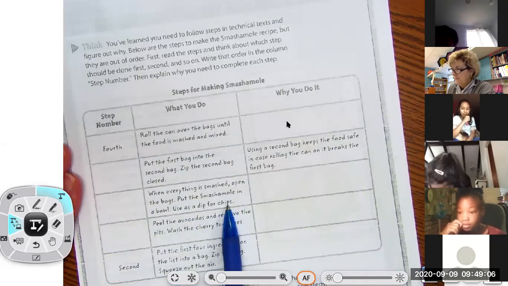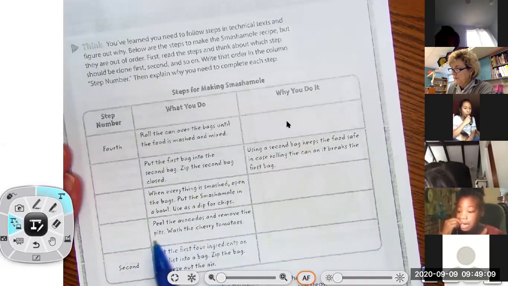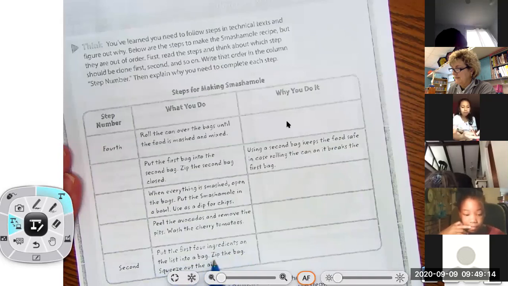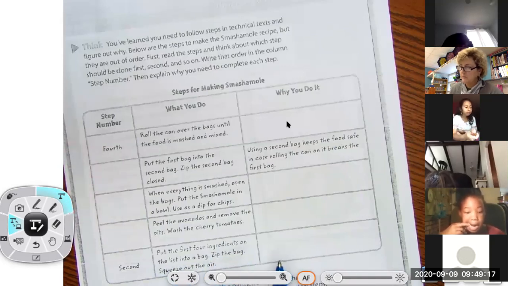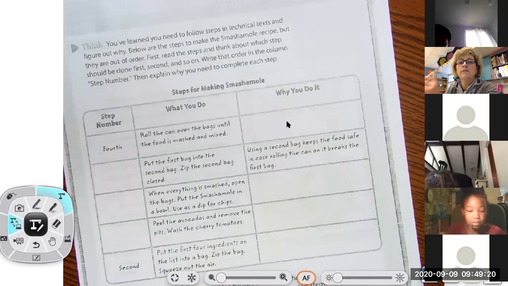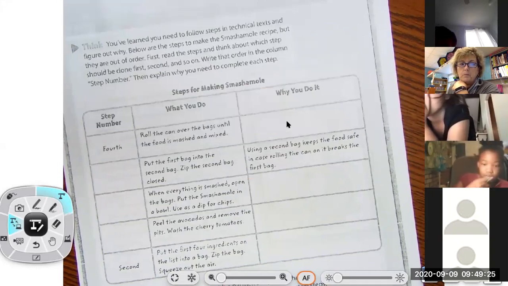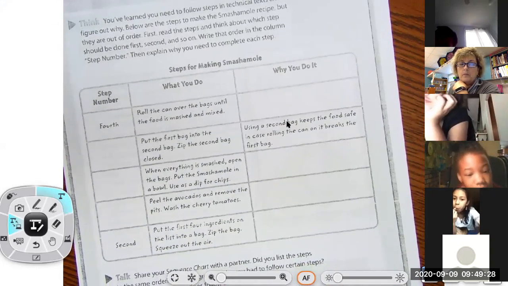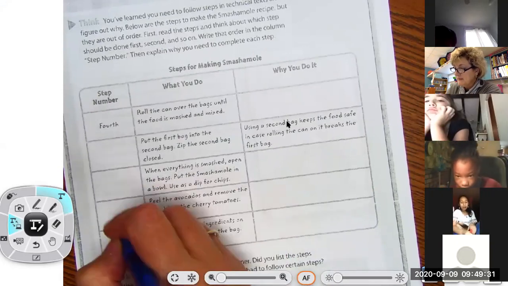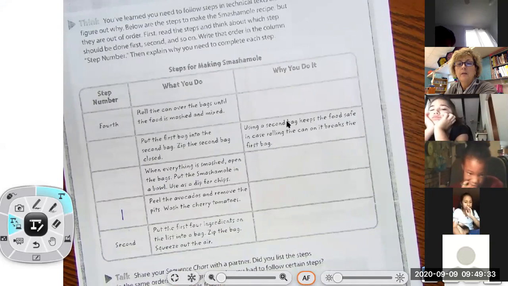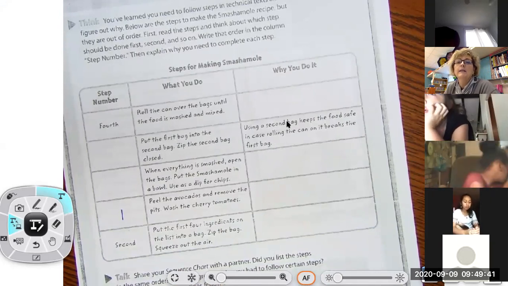Yes? Okay. Peel the avocado and remove the pits. Wash the cherry tomatoes. Put the first 4 ingredients on the list in the bag. Zip the bag, squeeze out. All right, so unmute right now and tell me which one of those would be the very first thing we would do. Peel the avocado and remove the pits. Exactly. This is going to have to be number 1, because you would have to do all that before you could start, right? So that's why this is a technical how to do it. Tells you specifically procedures to do it.